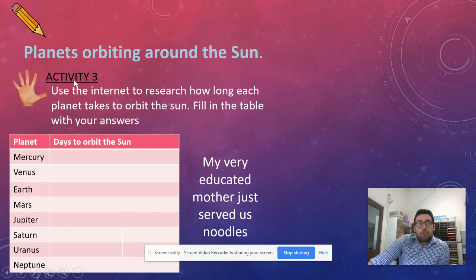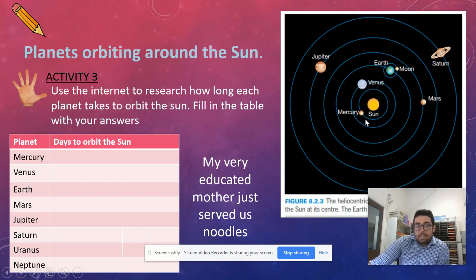So, as you know, planets orbit around the sun. We spoke about this last lesson that I took. That is the heliocentric model of the universe with the sun at the center, which is just here. And all these planets orbit around the sun. Now, this image here has them orbiting in nice circle shapes.